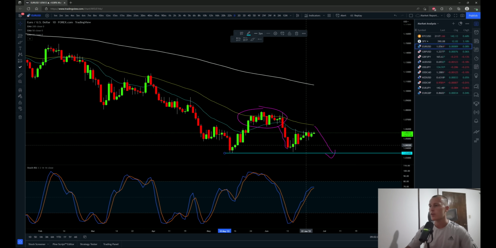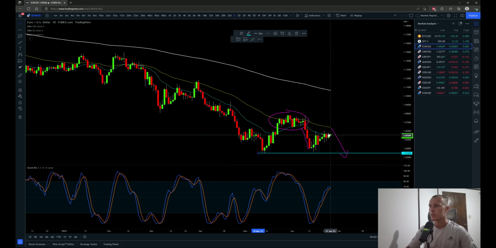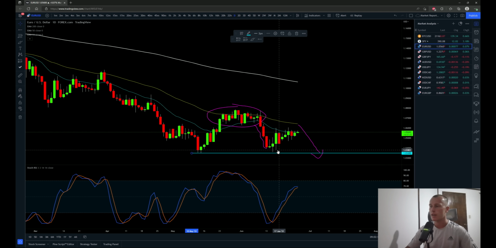So almost got there, but didn't quite get the full follow through to the downside, but I will be looking for this to still head to the downside to create a lower low here. And we will have to see how that plays out, but that's going to be the most likely scenario right now, is looking for this to continue the downtrend.